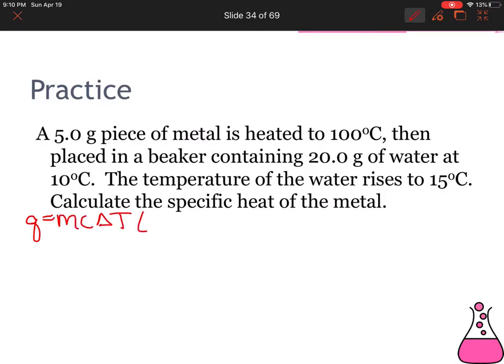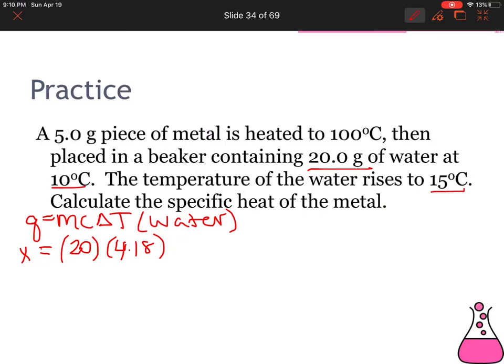My Q, and again, this is for the water, so my Q is my X. My mass of my water, it says 20 grams of water. My C, my specific heat, I know from table B is 4.18. Then for my water, it says it's at 10 degrees Celsius and rises to 15 degrees Celsius, so that's a change of 5 degrees Celsius. I solve for my X. Should come out to 418 joules.